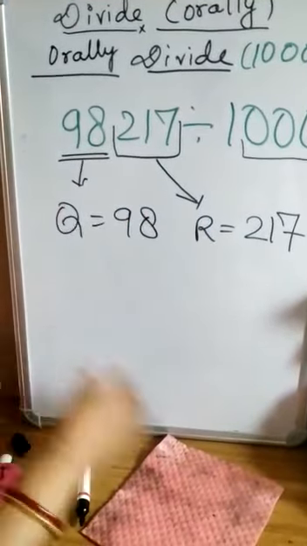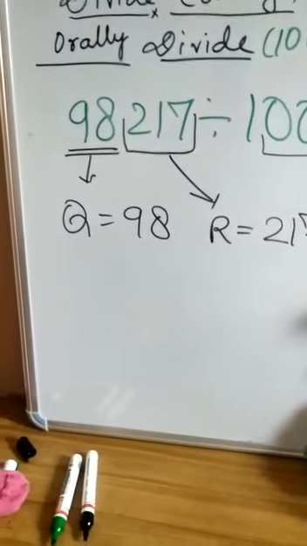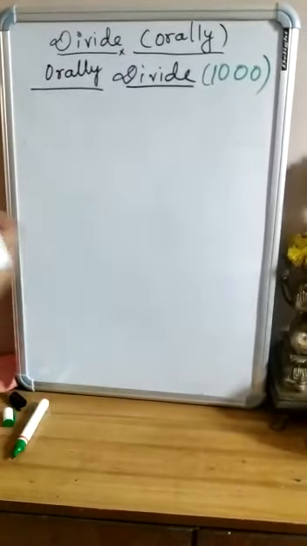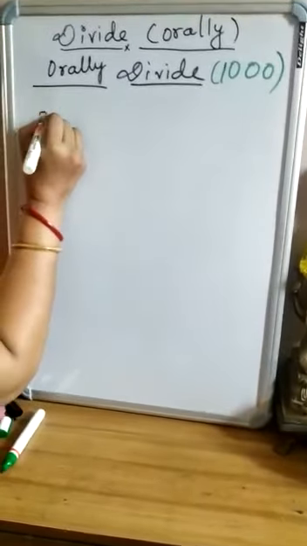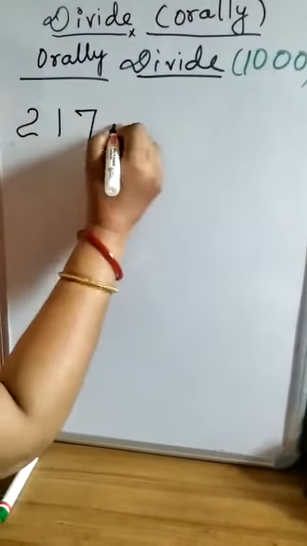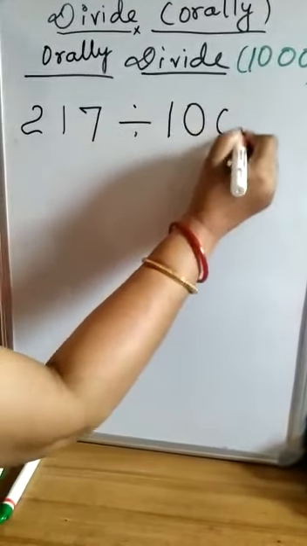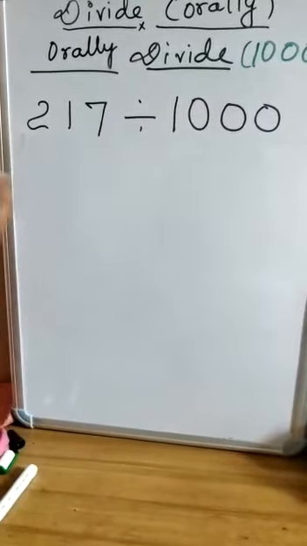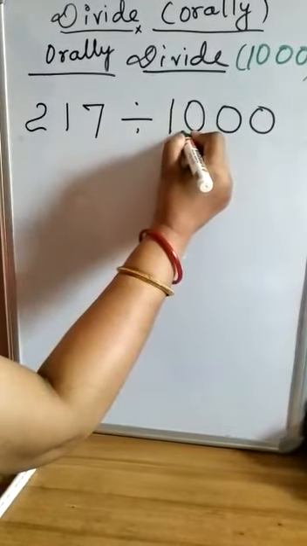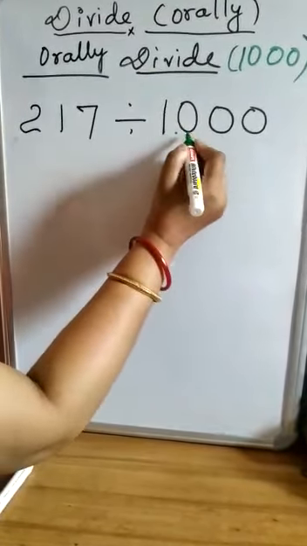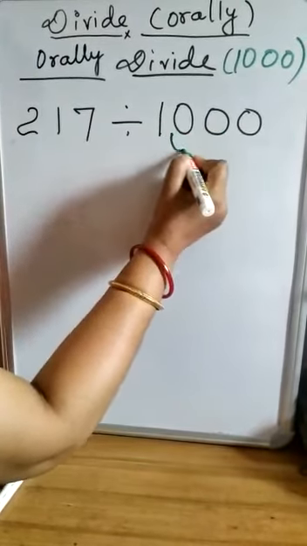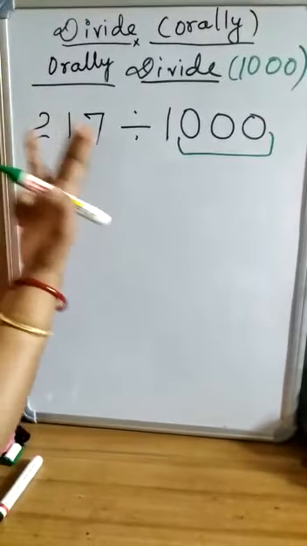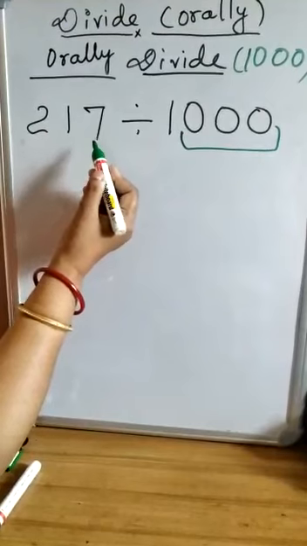Now let us clarify with another example. 217 divided by 1000. 217 is divided by 1000, correct? Here we have to divide orally, not by the proper method. So how many zeros are there? 1, 2, 3 zeros, okay? While doing the division, I will remove 3 digits from the right side of this number 217.